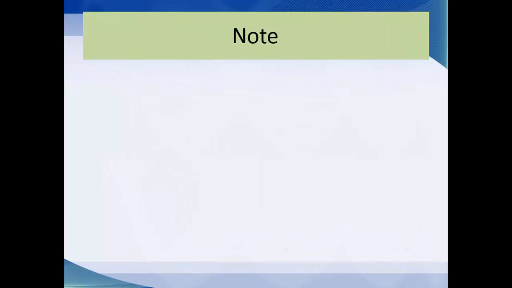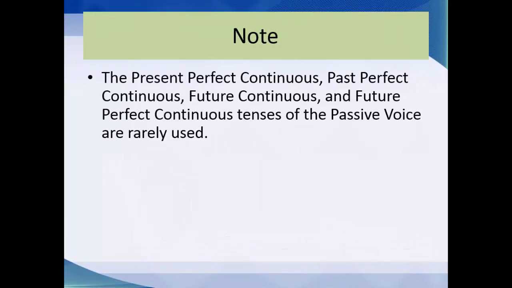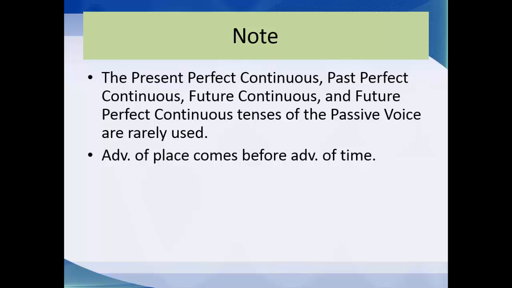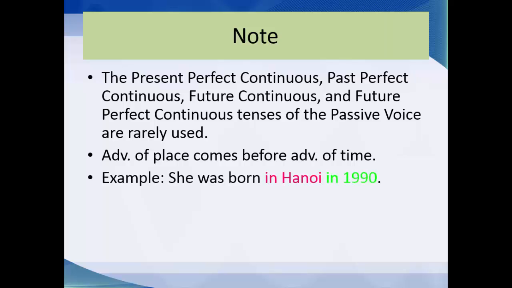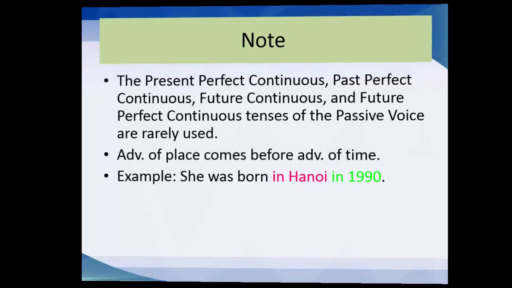Pay attention to this note. The present perfect continuous, the past perfect continuous, the future continuous, and the future perfect continuous tenses of the passive voice are rarely used. Number 2: the adverbs of place come before the adverbs of time. For example, "She was born in Hanoi in 1990."